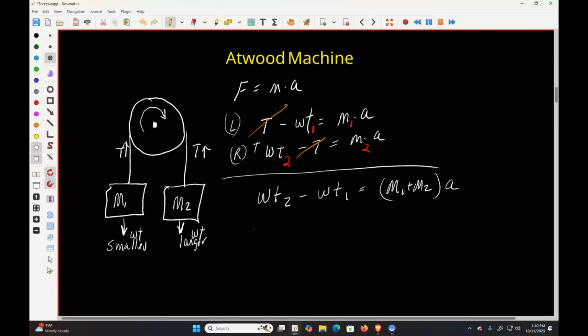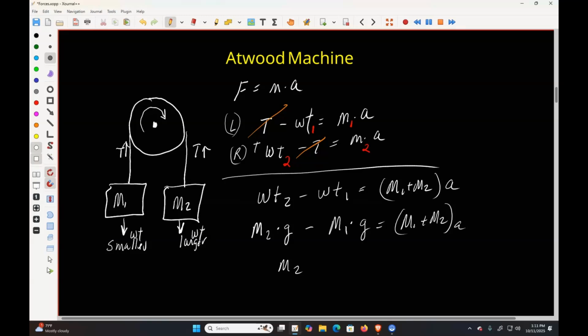So this is the mass of the second object times gravity minus the mass of the first object times gravity equals m1 plus m2 times a. So I could simplify this into m2, that's a 1 there, sorry about that.